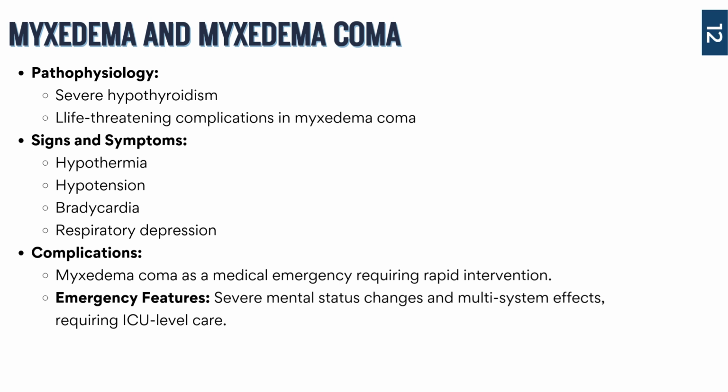Okay, switching to another topic, myxedema and myxedema coma. So myxedema represents a severe advanced form of hypothyroidism, okay? In myxedema, the body lacks enough thyroid hormone to support normal metabolic processes, which leads to extreme slowing down of bodily functions. The myxedema coma is a life-threatening complication of untreated hypothyroidism, characterized by severely low body temperature, hypothermia, low blood pressure, hypotension, and slow heart rate, bradycardia, and respiratory depression.